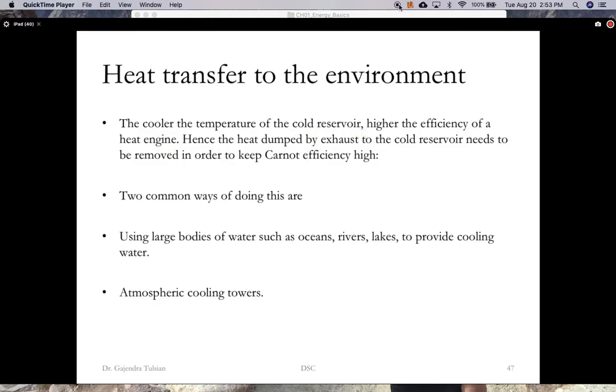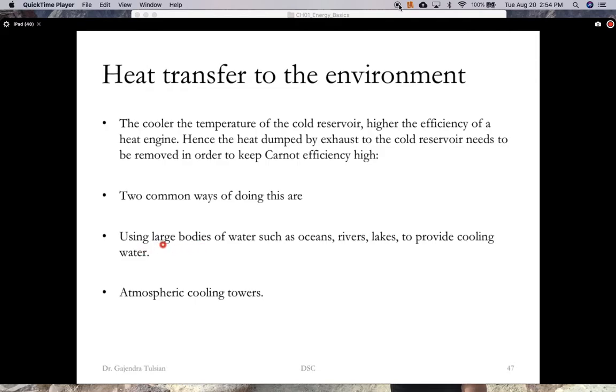Anyway, heat dumped by exhaust to the cold reservoir needs to be removed in order to keep the Carnot efficiency high. So you will need to dump the heat into the environment, but you don't want the temperature of the environment to get too high for various reasons. One of them being your Carnot efficiency goes down.